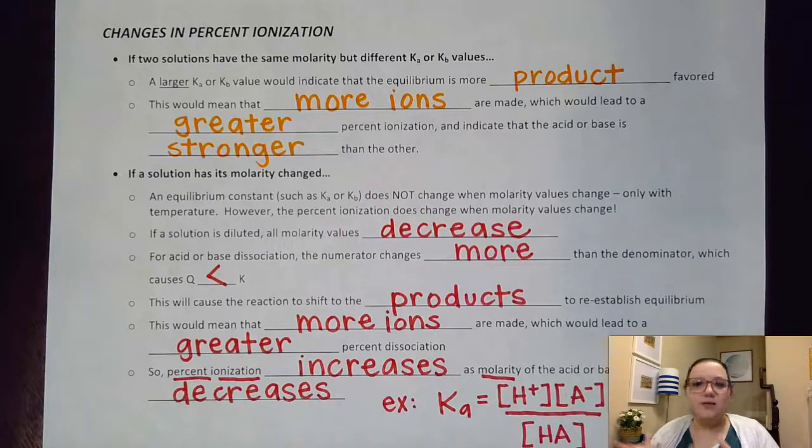Well, when you're thinking about these equilibrium setups, all of these are the original acid or base becoming ions. And so what that larger Ka or Kb value would mean is that more ions are being made. Now, if more ions are being made, but I'm starting off with that same total molarity of the acid or base, then that would indicate a greater percent ionization, and that would also indicate that that acid or base is stronger than the other one. Not strong enough to make it on the strong list of acids or bases, but we can have a stronger weak acid or base than something else. And we're going to actually talk a little bit more about this topic on another day.